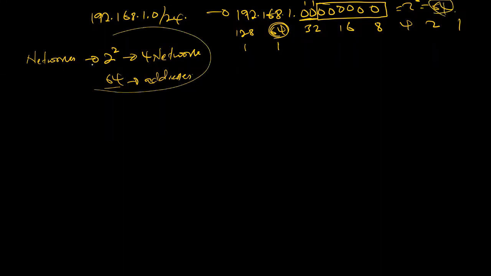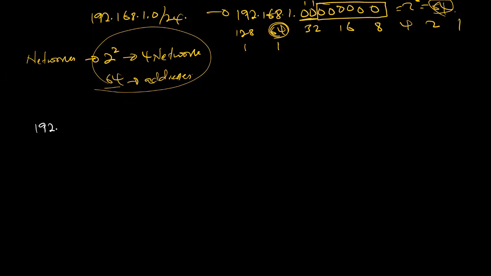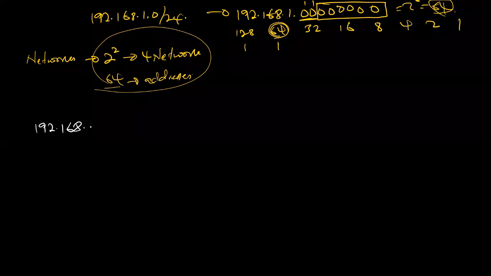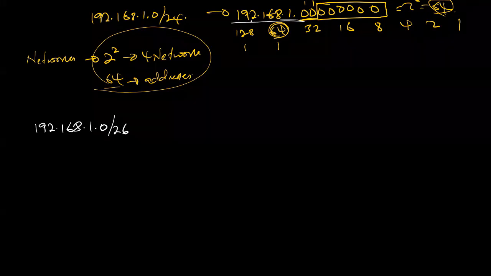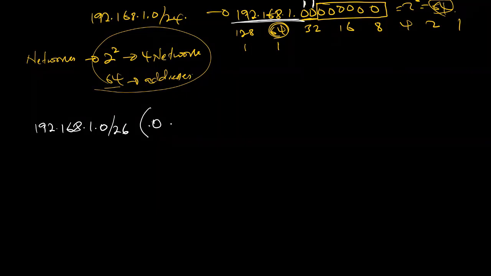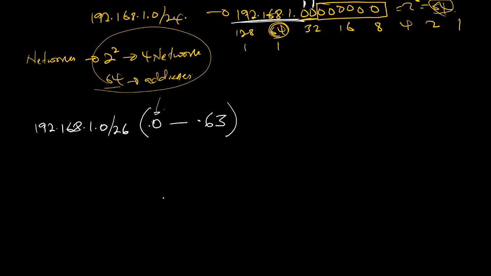Now we want to see these 4 networks, each of them having 64 addresses. Let us try to find them. The first one is 192.168.1.0/26. Why 26? Originally it was 24, and we have borrowed 2 more. This network starts from .0 and it stops at .63. 63 because we started counting from 0. Are we together?